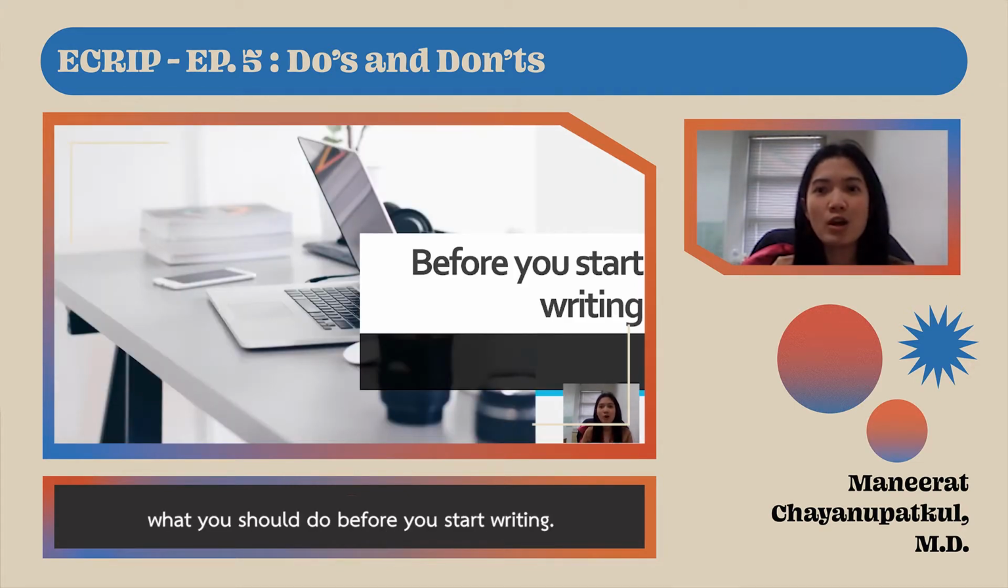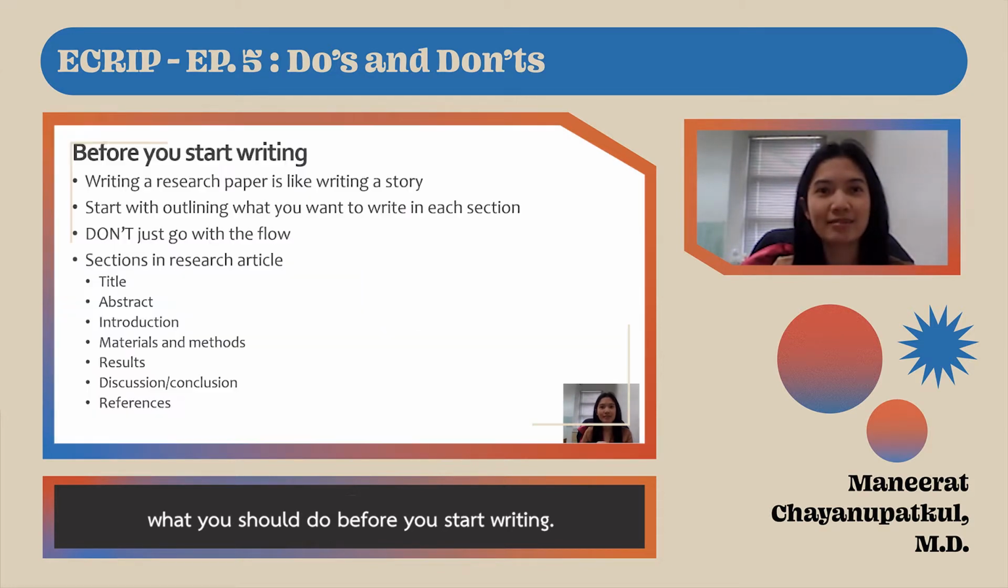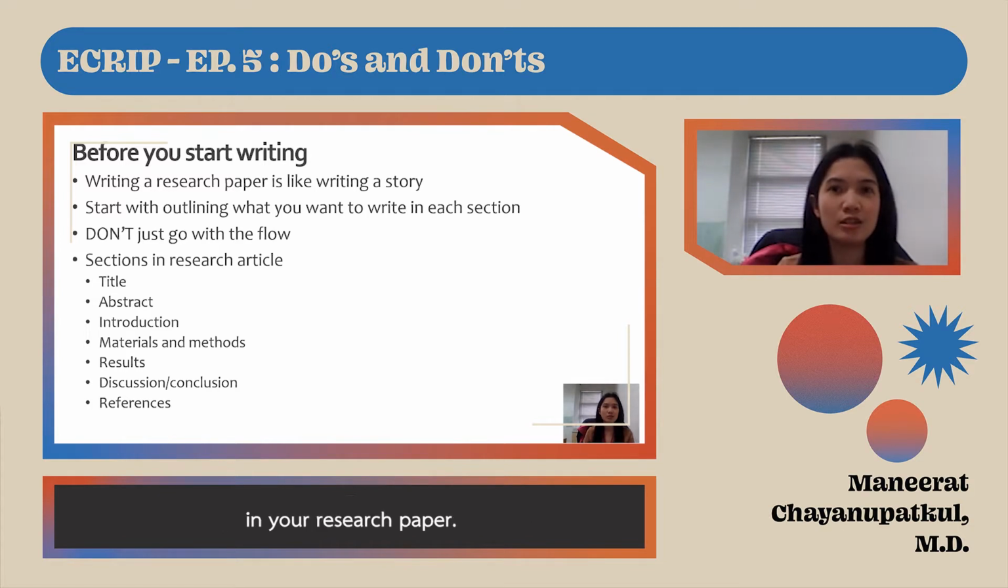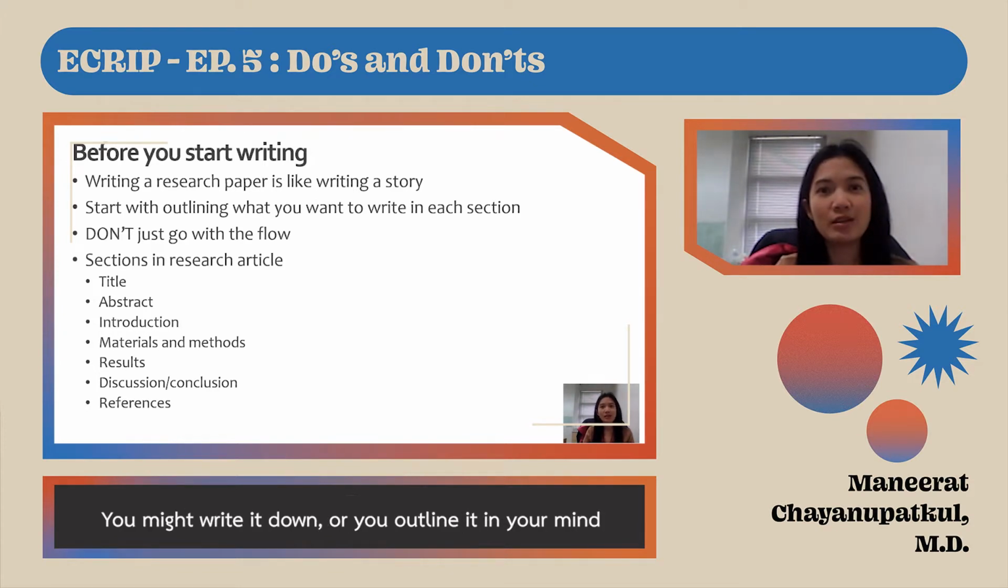So first off, what you should do before you start writing. Of course, writing a research paper is like writing a story. A good writer will not just write whatever you come up with in your mind. You will start with outlining what you want to write in each section in your research paper. It's like a good writer writing the beginning of the story, the climax, and the end. The same concept. So you have to outline what you want to write. You might write it down or outline it in your mind if you have done it often enough.